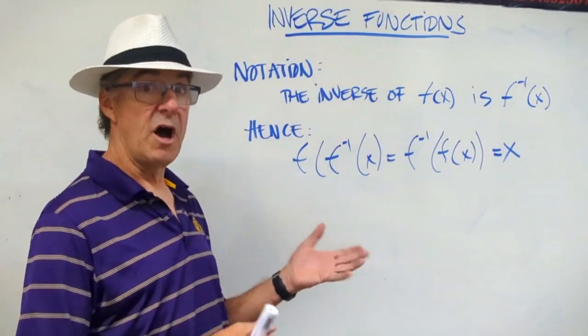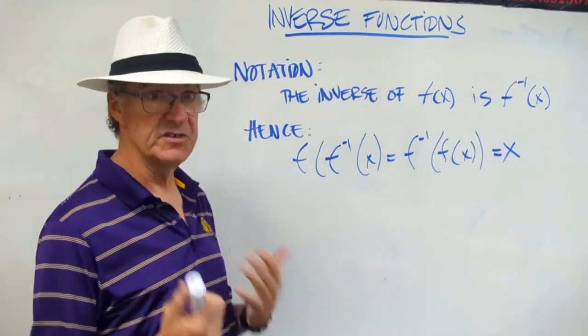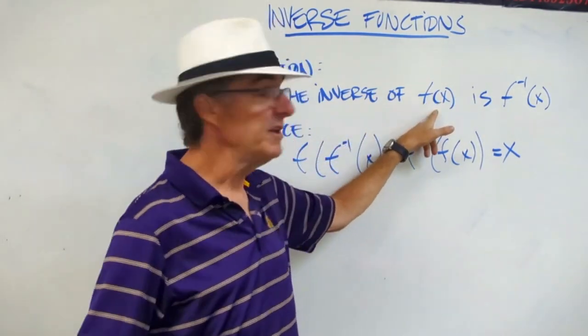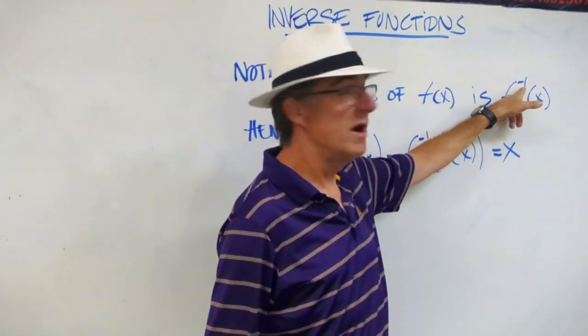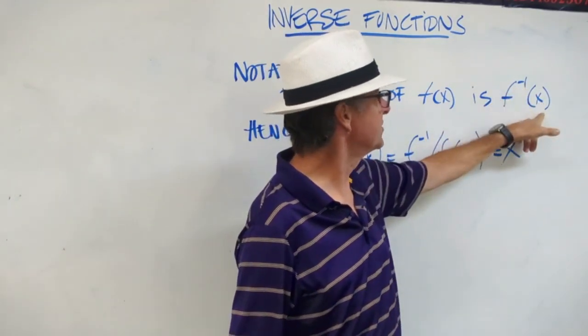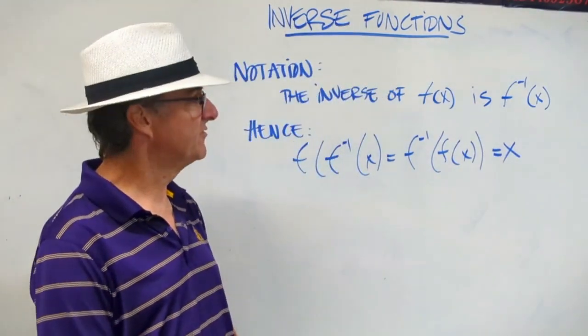Okay, just a quick board on notation. So we have a special notation to say what an inverse function is. The inverse of f of x is written f to the minus 1 power. It's not really a power. What we say is f inverse of x. So that's how we note the inverse function.